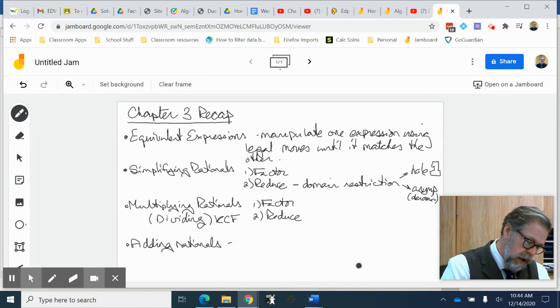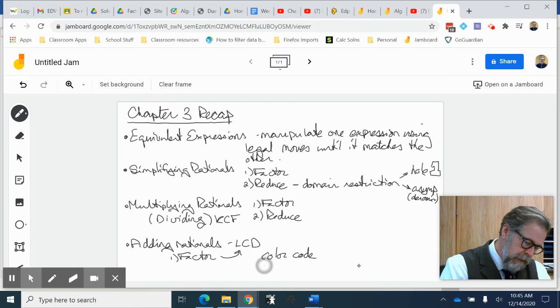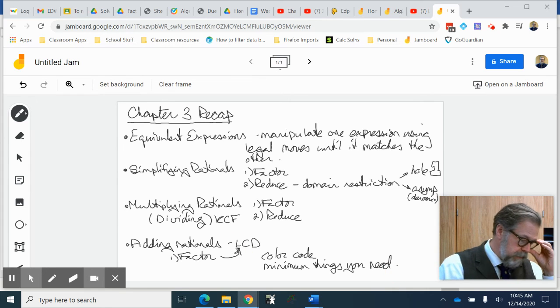Adding a little bit more complicated because what we're looking for is a least common denominator. And so what we need to do is step 1, we factor, and then we use that to find least common denominators. I like to color code my factoring when I'm working through it and explaining it, and just what's the minimum number of things you need on both, and hence the word least in least common denominator.